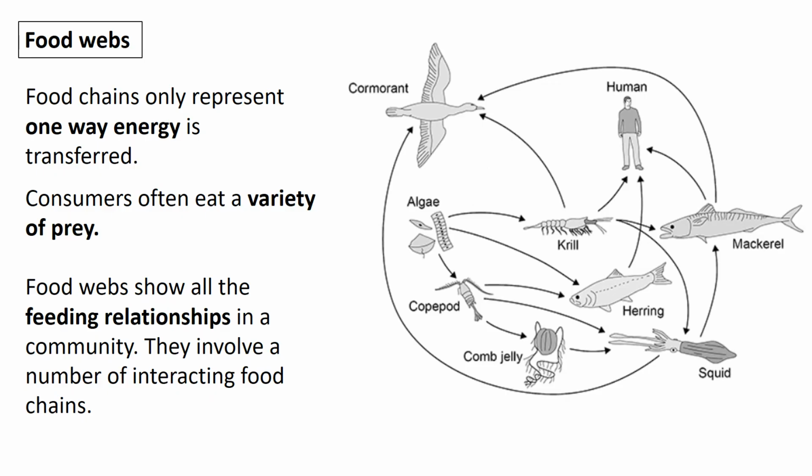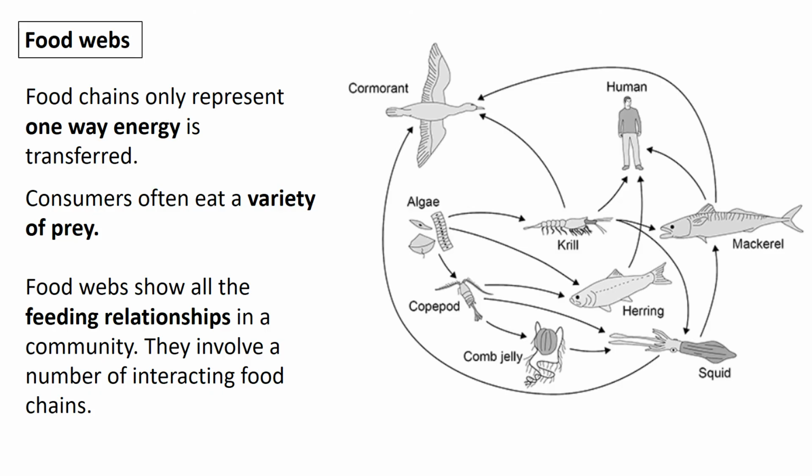And food chains can only represent one way the energy is transferred, which is why food webs are a lot better, because obviously consumers aren't just going to feed on one prey, they're going to eat a variety of different prey. So food webs are better because they show all of the feeding relationships inside an ecosystem or a community, and they involve a number of interactions.